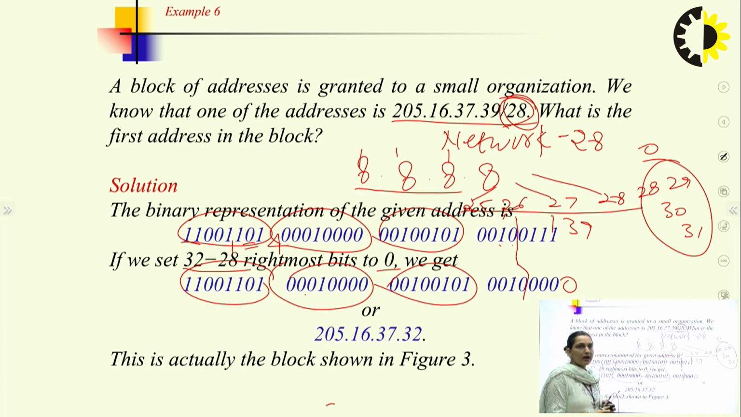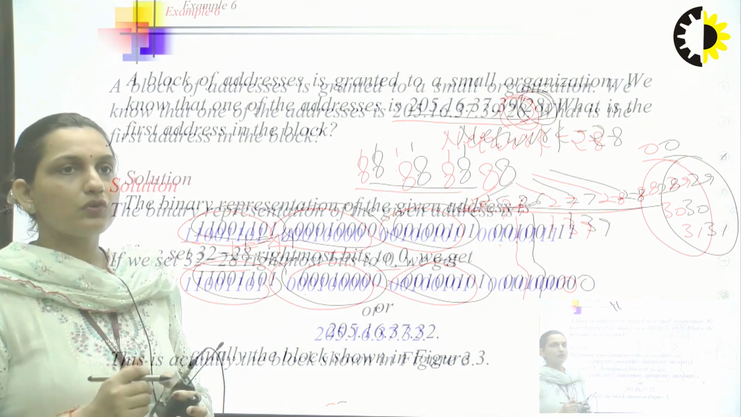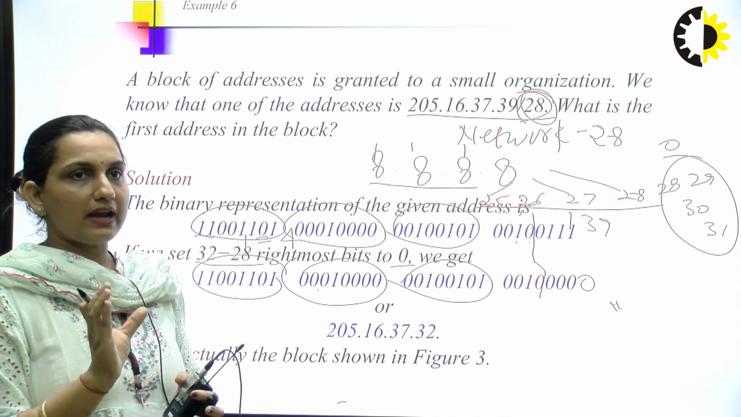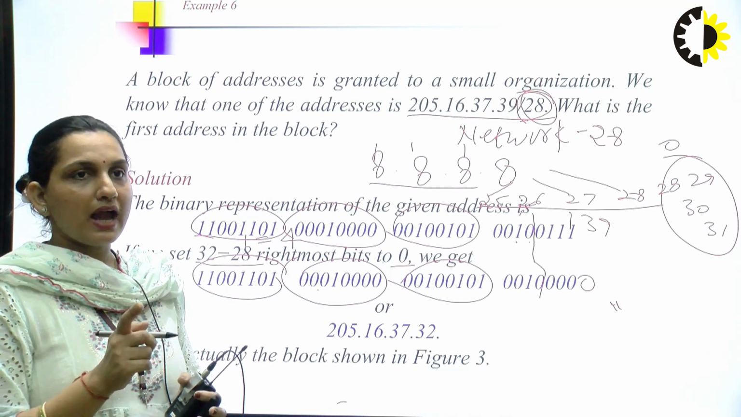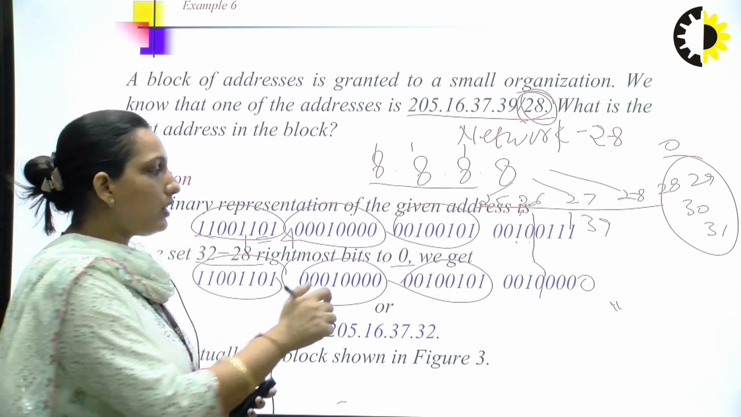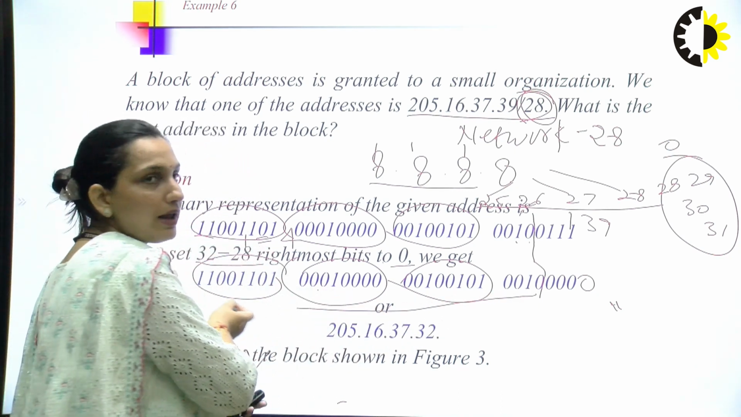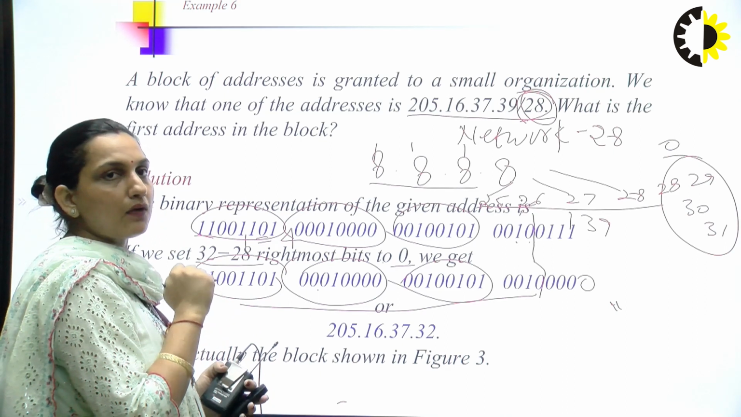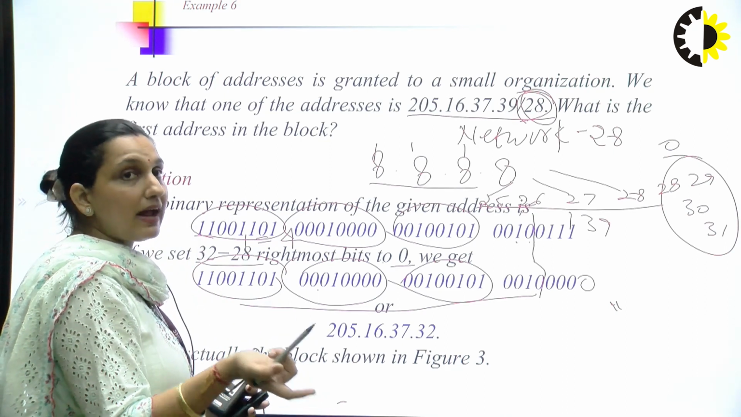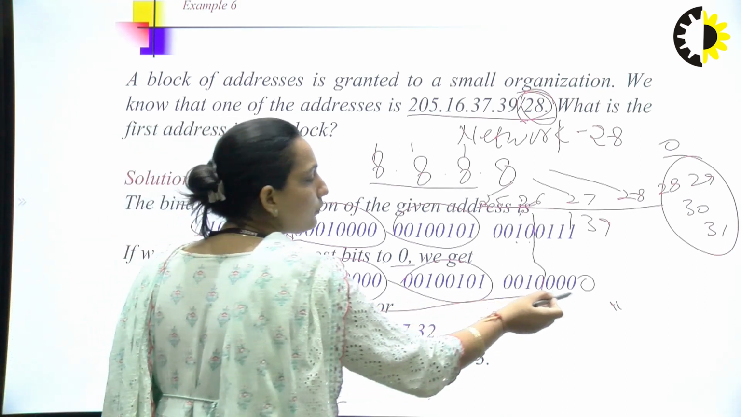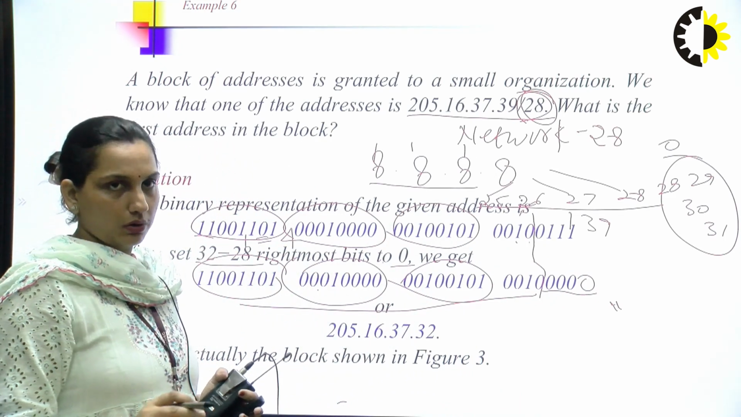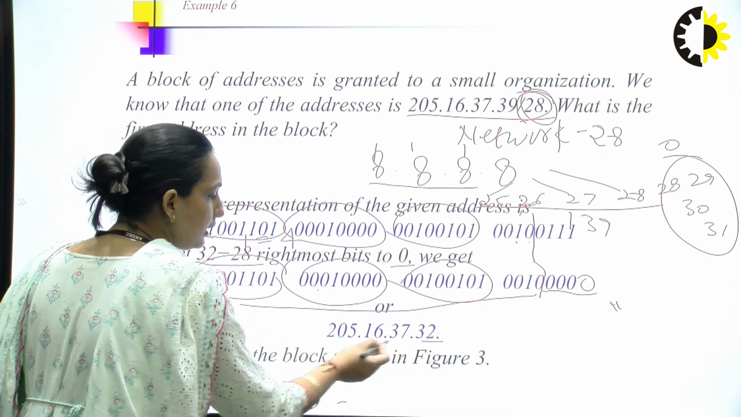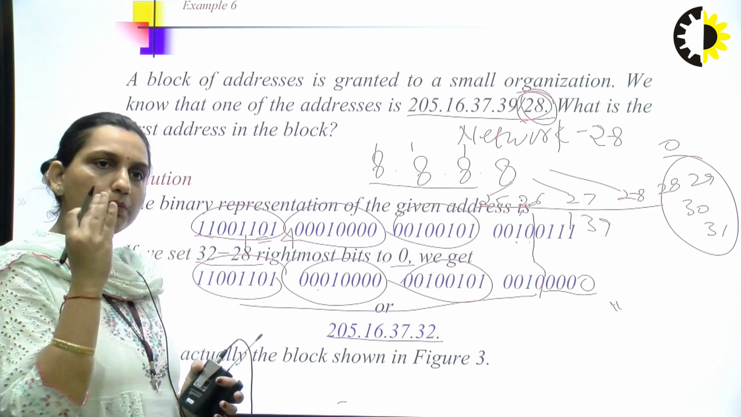If we have to get our first address, we have a network ID. How many bits is the network ID? We have 28 bits. We will not touch the left-side 28 bits. Then the 4 bits in the host part will be touched and set to 0. This is the first address of our block. So this is 32. We will start our block from 32.